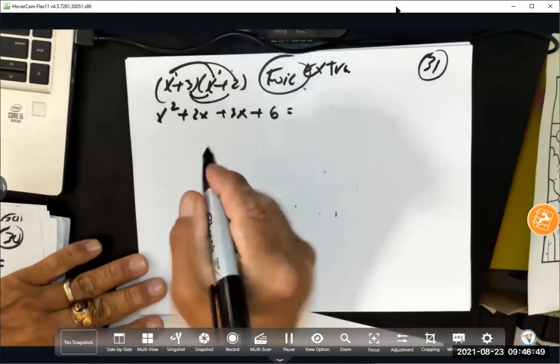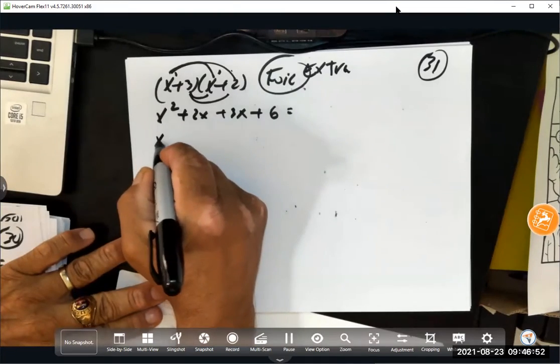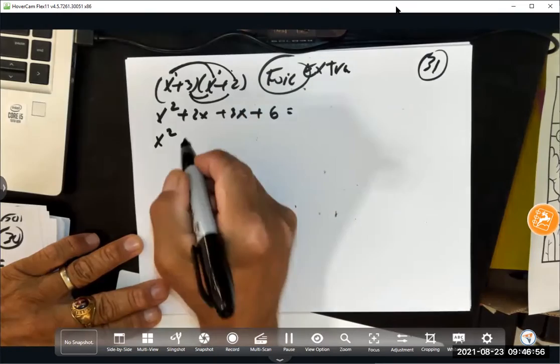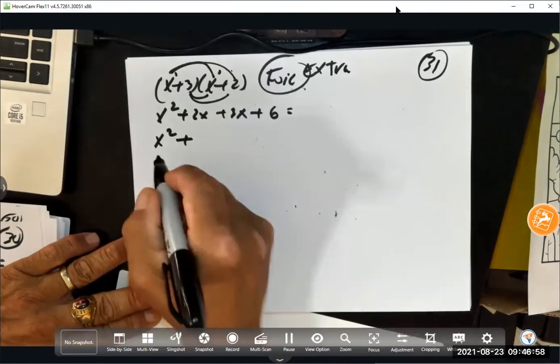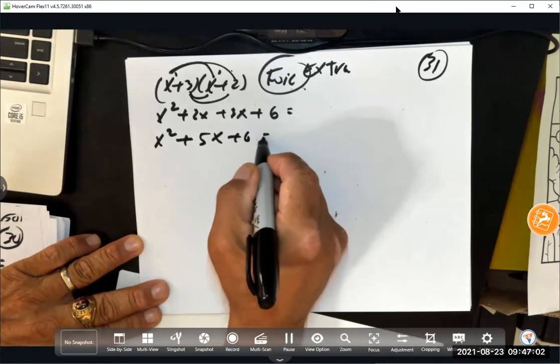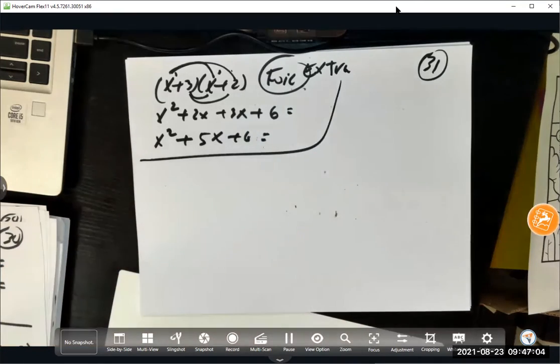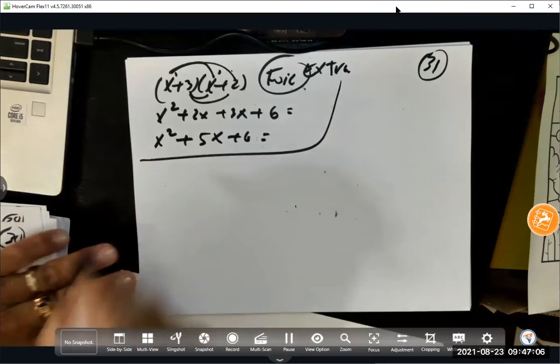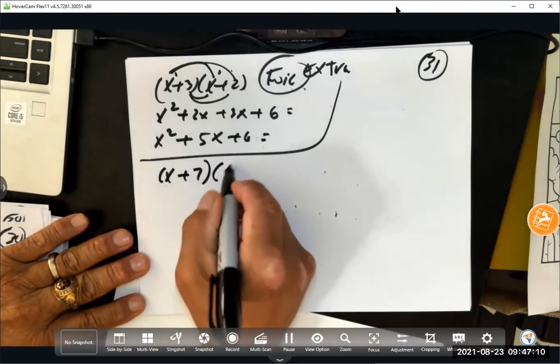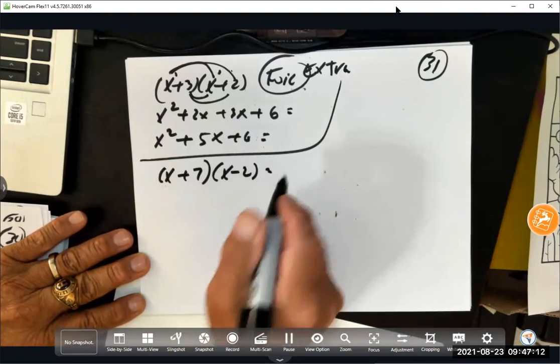Now, only put the middle ones together, okay? If you can add them together, add them up. So we have 2x and 3x. Can I add those together? How much is that? 5x, 5x plus 6. Okay, is that all right so far? Let me do another one like this. x plus 7 and x minus 2. Did somebody put a plus and a minus?